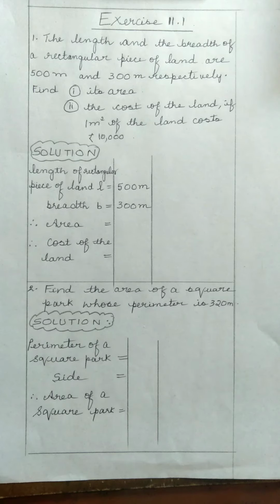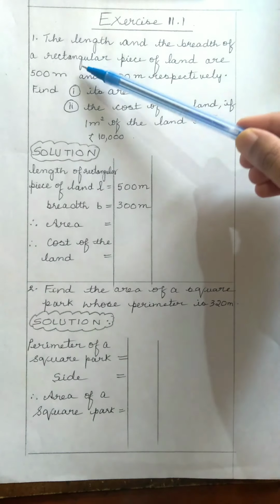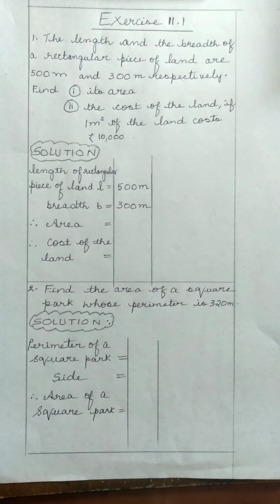So today, let us solve the first exercise of this chapter, perimeter and area, that is exercise 11.1. So we shall go to the first question, children. The length and the breadth of a rectangular piece of land are 500 meter and 300 meter respectively. Find its area and the cost of the land if 1 meter square of the land costs rupees 10,000.